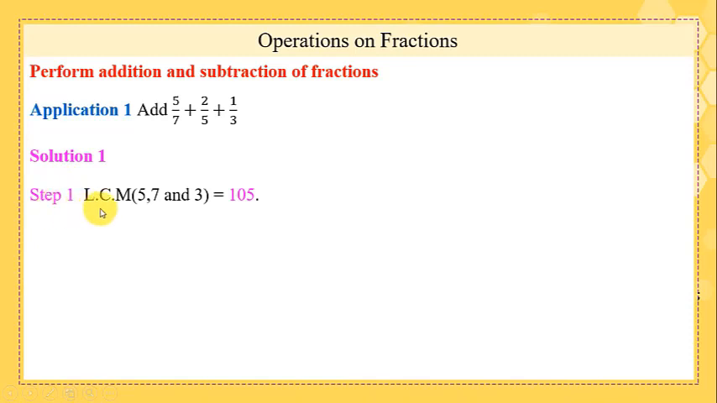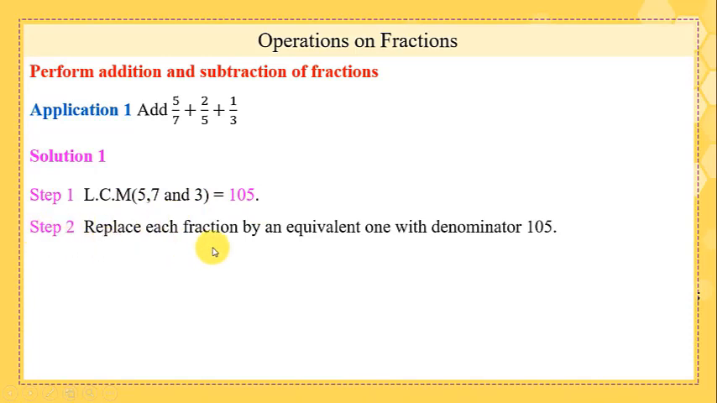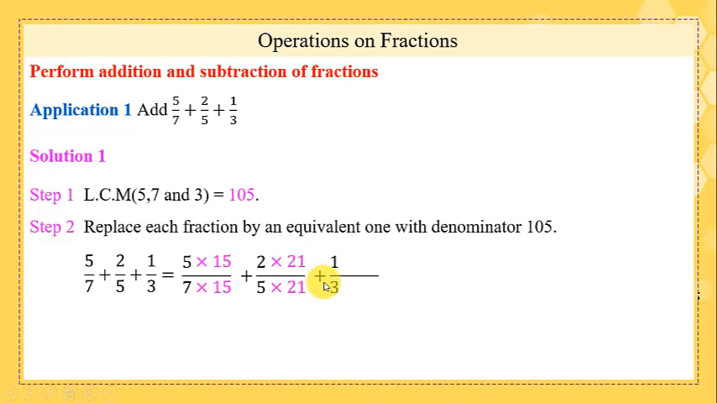Solution. First step. The LCM of 5, 7 and 3 is equal to 105. Second step. Replace each fraction by an equivalent one with denominator 105. So we must change each fraction here to an equivalent one having a denominator 105. This will occur by multiplying 5 by 15 and 7 by 15, plus 2 over 5 we will multiply it by 21 over 21. The same thing for 1 over 3 by multiplying it by 35 over 35. Then we will obtain 75 over 105 plus 42 over 105 plus 35 over 105.